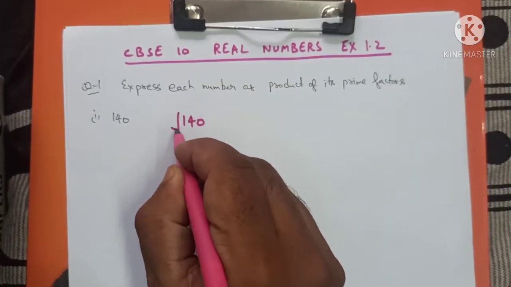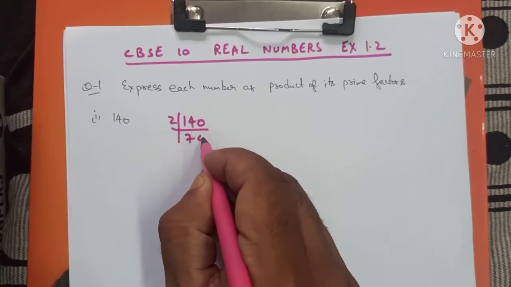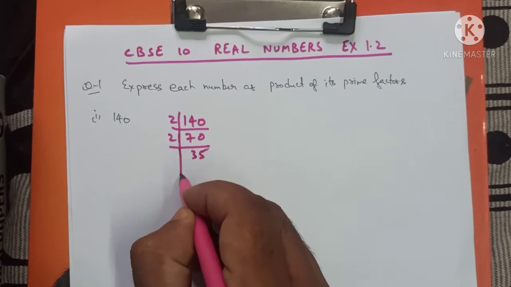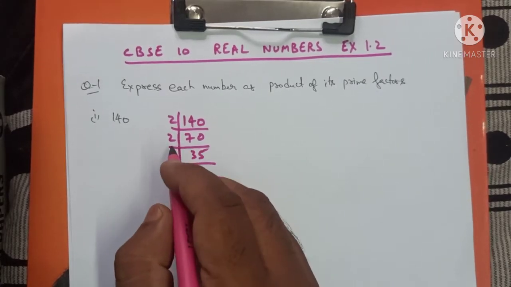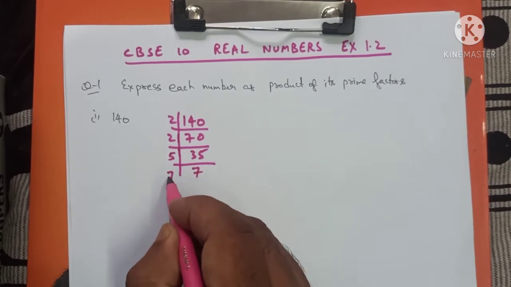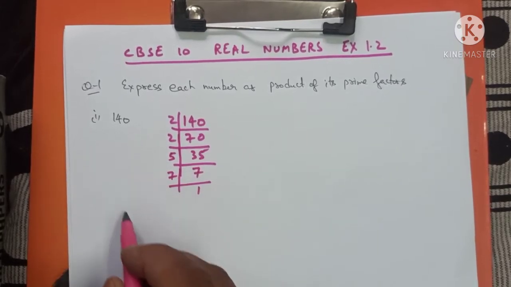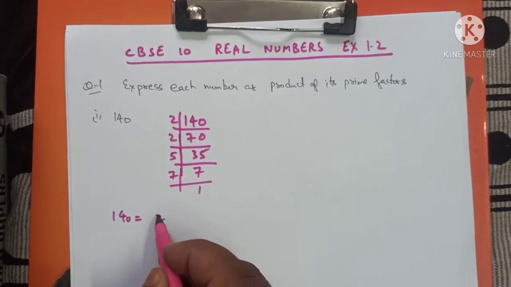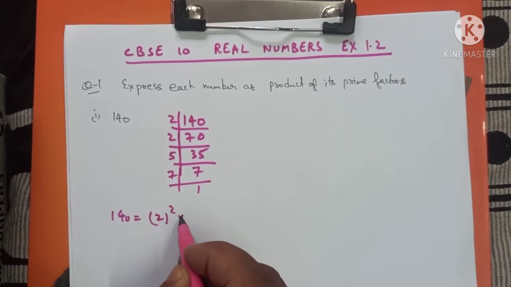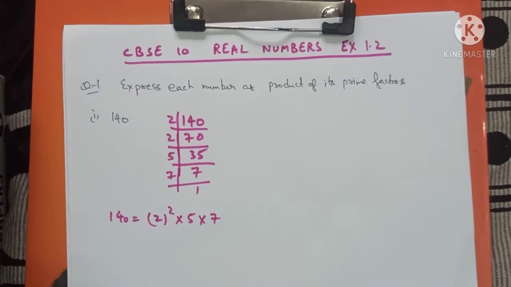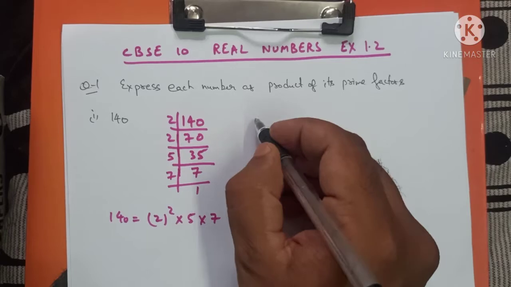First one is 140, so 2 7s are 14, 2 35s are 70. Then it will not go with 3. Next prime number is 5, 5 7s are 35, 7 1s are 7. So 140 can be expressed as 2 raised to the power 2 into 5 raised to the power 1 into 7.